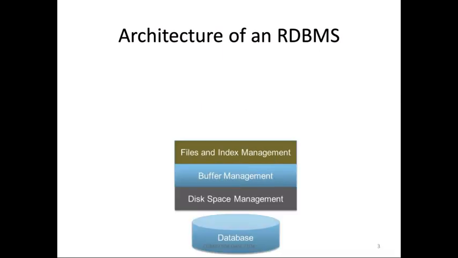So we are here, zooming a bit on the layers responsible for dealing with pages of data, getting them from disk into main memory and then accessing and managing them. This represents the first three layers of the modular architecture, the ones illustrated here: the disk space manager, the buffer manager, and the files and index manager. And of course, we have the database underneath.